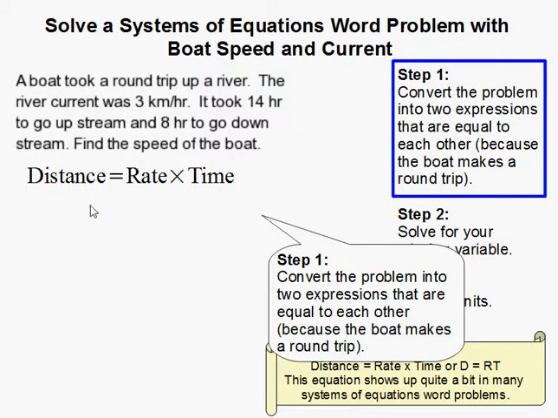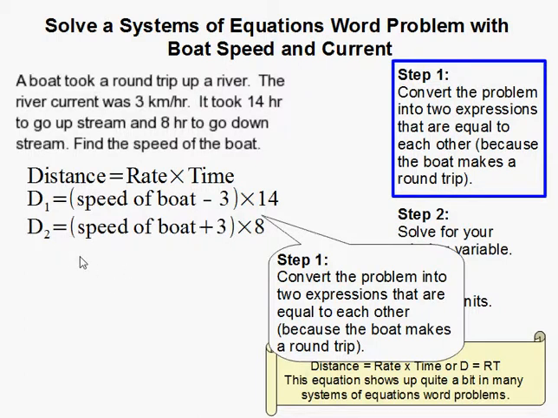So let's first recall that distance is equal to rate times time. And rate is just another word for speed. So distance 1, or the distance going upstream, is equivalent to the speed times the time. Well, the time they give us is 14 hours. And I'm going to put speed of the boat minus 3. I put minus 3 because it was going against the current. Remember, the current speed was 3 kilometers per hour.